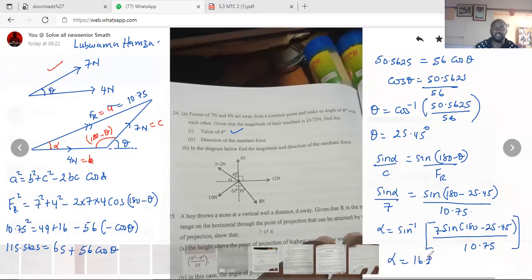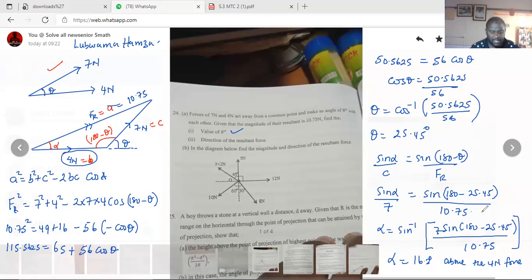16.2. Now, when you say 16.2, you say 16.2 above the 4 newton force, because you see the alpha is above this 4 newton force. So, in conclusion, you say 16.2 degrees above the 4 newton force.